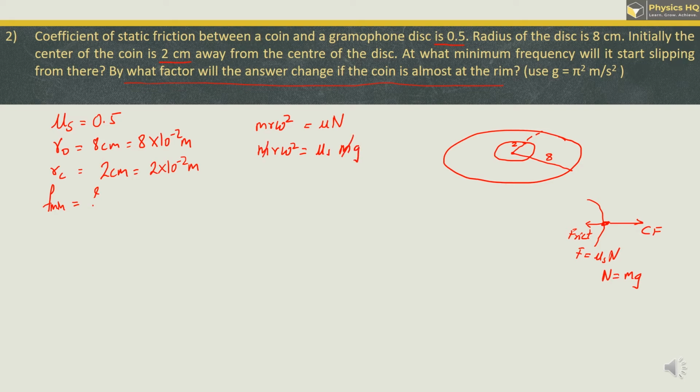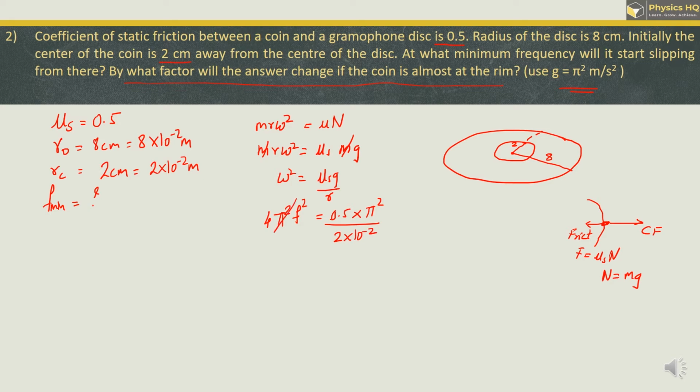M and m get cancelled. We got omega square as mu s g by r. So omega can be written as 2 pi f. So we will have 2 square, 4, pi square into f square. This is equal to mu s, which is given as 0.5. G, if you see in the question, is given as pi square, divided by the distance at which the coin is placed, which is 2 into 10 raised to minus 2.